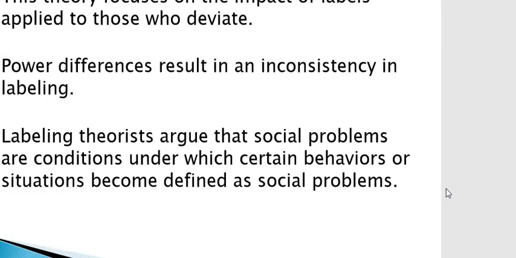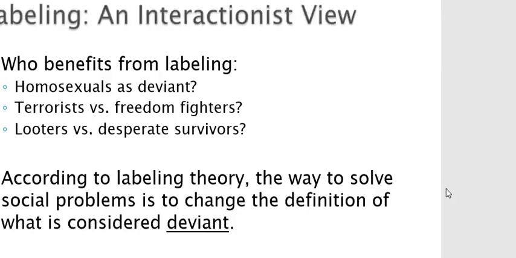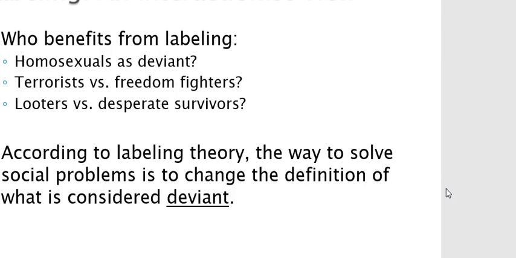Labeling is a powerful aspect that we need to be very careful of, not only in terms of community, but our work with individuals and families. So, talking about issues like deviance, for example, what does deviance actually mean? So we want to be very careful about labeling.